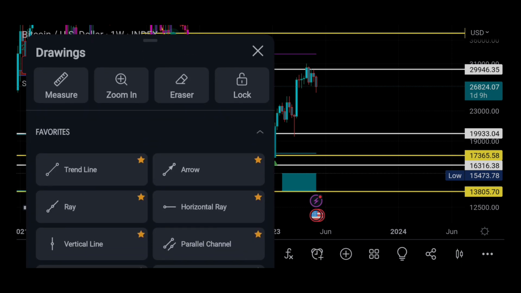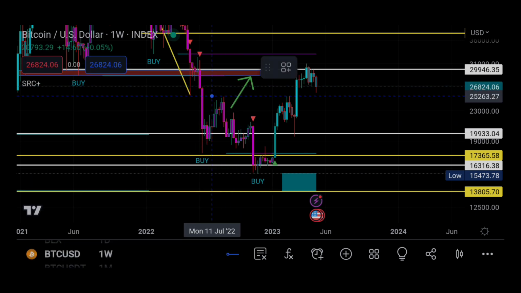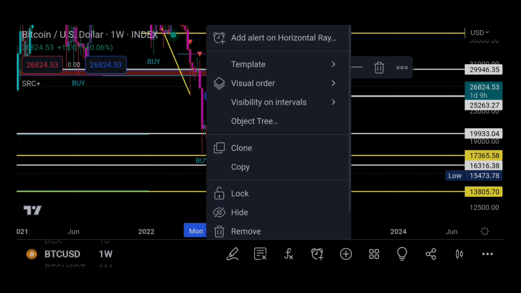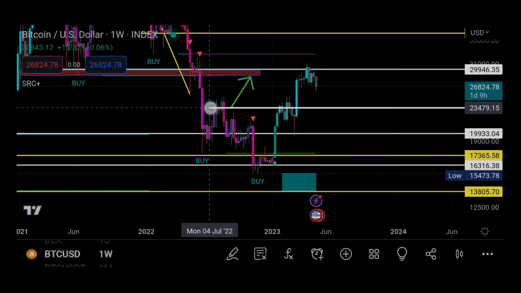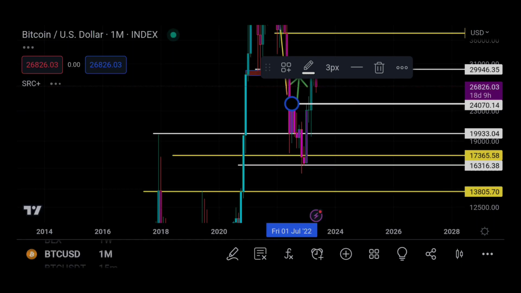Personally, I wouldn't worry too much even if it did come down, because if you look carefully, as long as we can stay above this particular area, which is around 25,200, then we should start being bullish. Also, I would be a little more cautious on a higher time frame. If I did look at the monthly, I would go more towards the 24,000. I'll explain that by showing you the monthly.